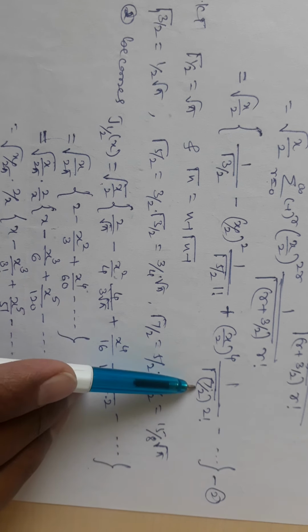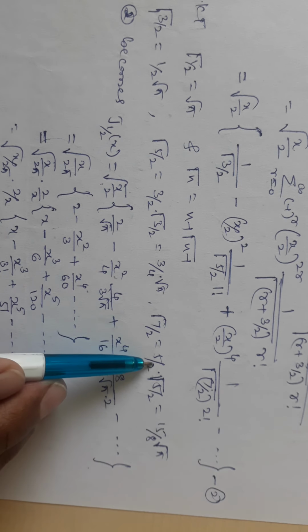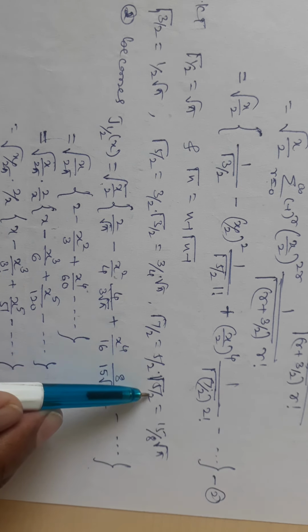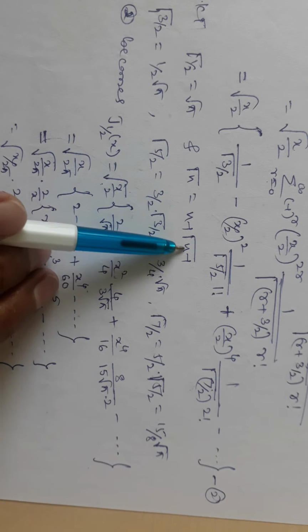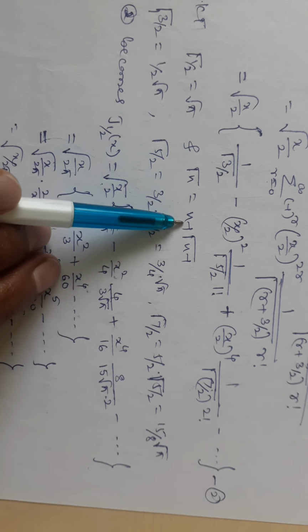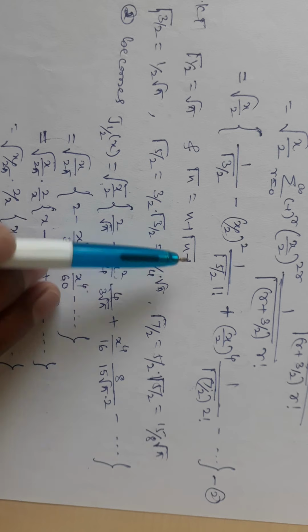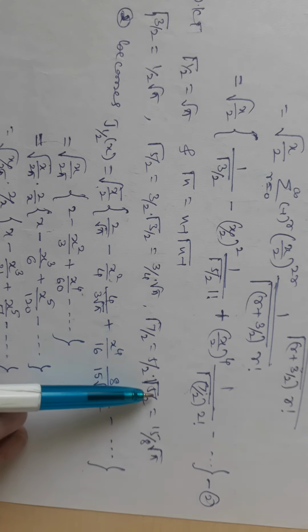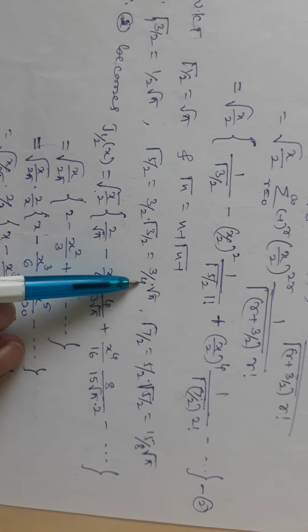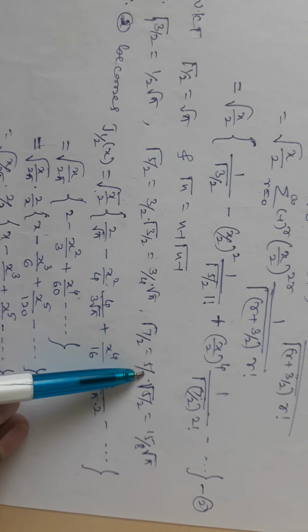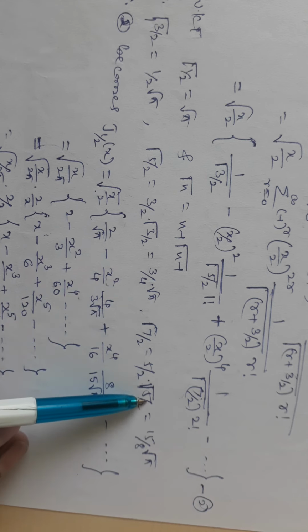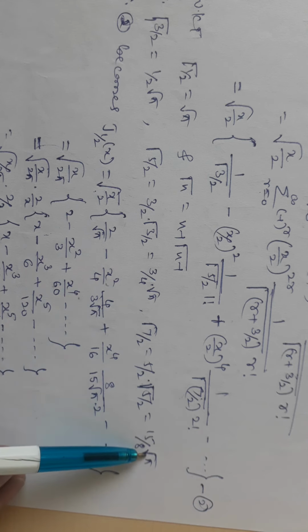Now gamma of 7 by 2 is 5 by 2 into gamma of 5 by 2, using the gamma of n equals (n minus 1) into gamma of (n minus 1) definition. Now gamma of 5 by 2 is 3 by 4 into root pi, and substituting this value here we will get 15 by 8 into root pi.